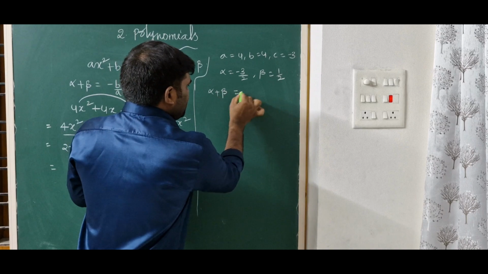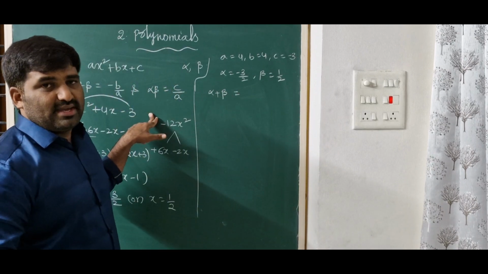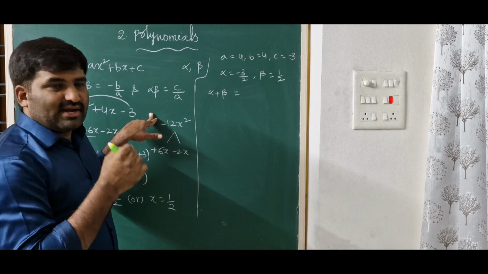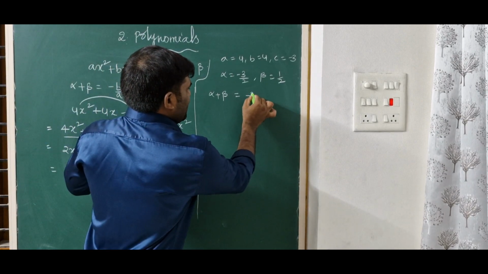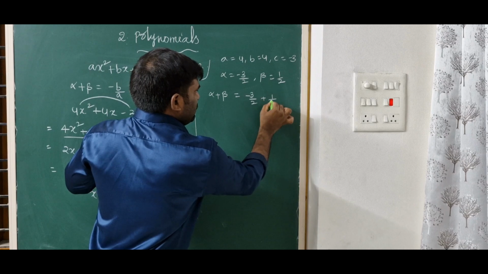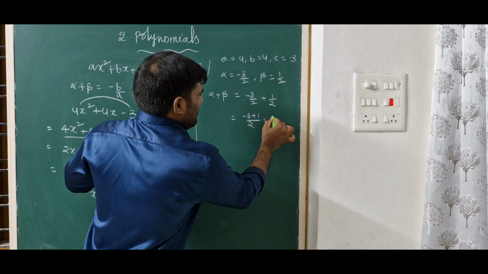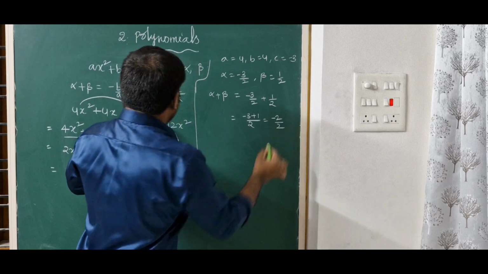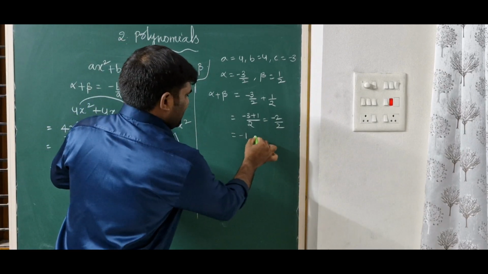We know that alpha plus beta is equal to minus b by a. Better, don't just write alpha plus beta is equal to minus b by a. We will take the alpha value and beta value, and at last we will get the minus b by a value. What is alpha plus beta here? Minus 3 by 2 plus 1 by 2, which is equal to minus 3 plus 1 by 2. Taking the LCM, minus 2 by 2, which is equal to minus 1.